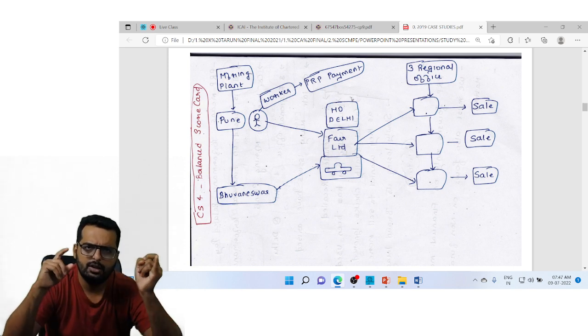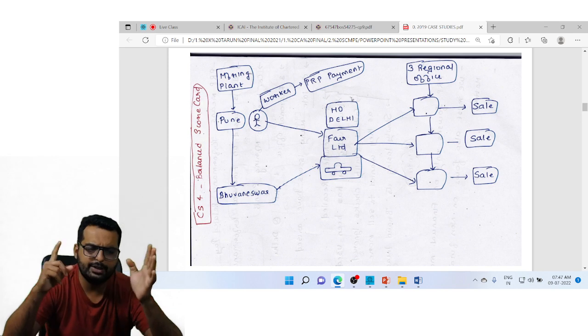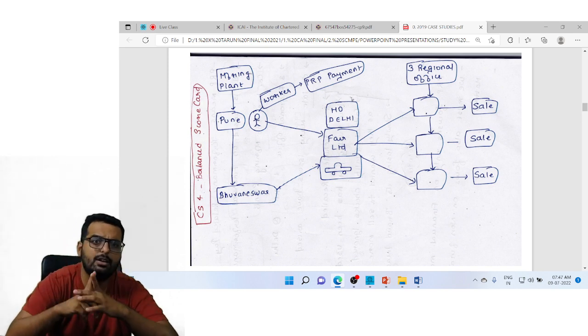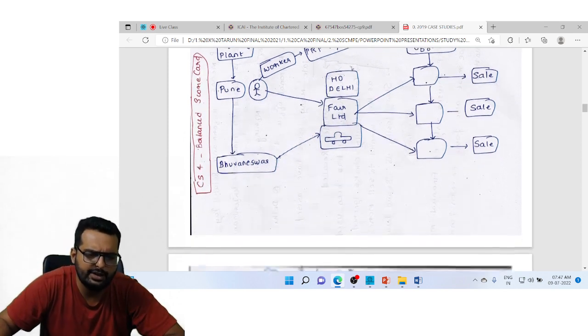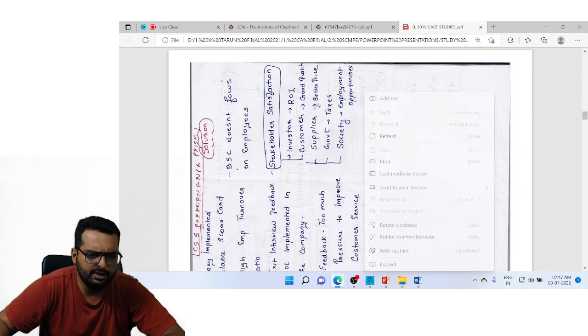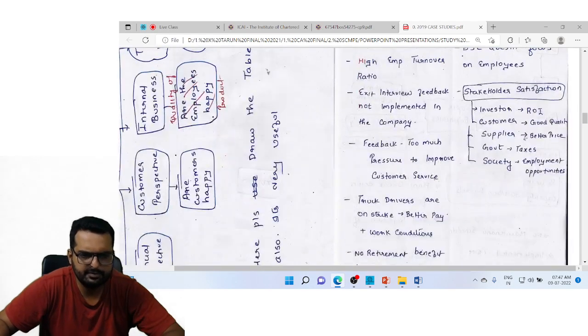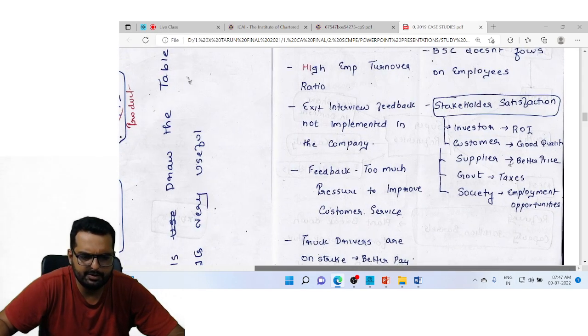Financial perspective. What was the other one? Customer perspective. Internal perspective and learning and growth perspective. And this we did along with balanced scorecard. Right? After that, we learned about this performance prism also, friends. We learned about performance prism also.